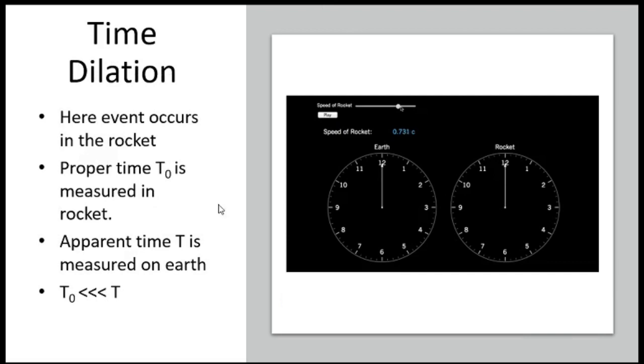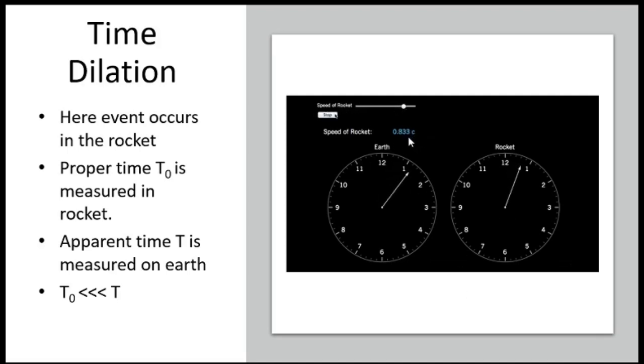And see again, here is a visualization of this. Just observe these two clocks and the speed of movement of the rocket. This is the time shown by the rocket. This is proper time. And this is the time shown by the stationary observer. In every case, see now the speed is 0.076 c. In this case, the time shown by the earth observer is more as compared to the rocket observer.